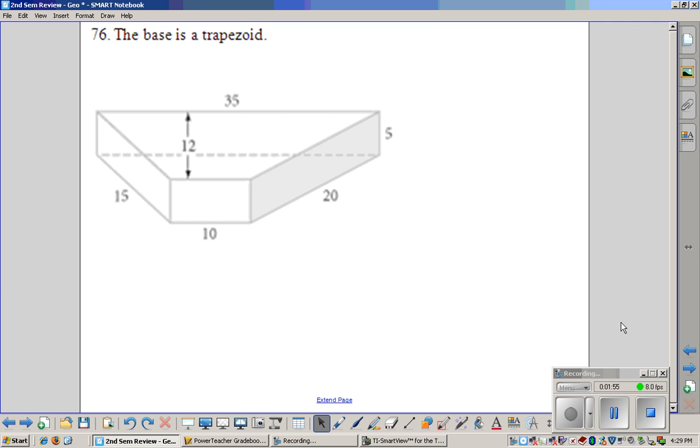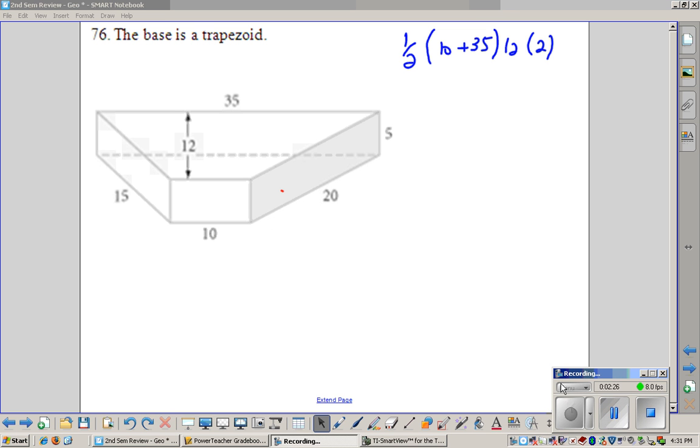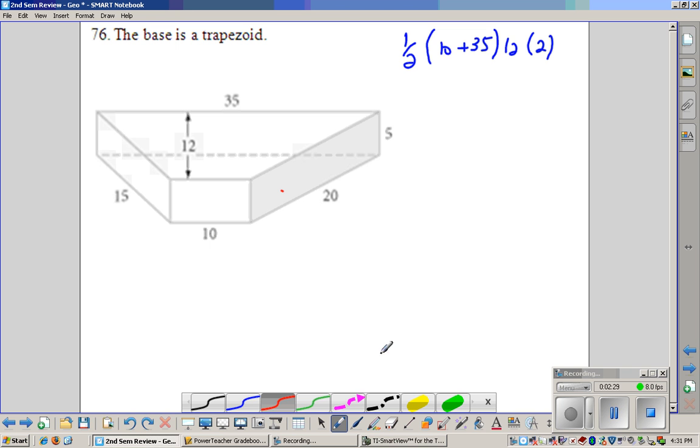Find the surface area, number 76. Okay, this is a trapezoid on the top, so let's find the area of the trapezoid on the top. So that will be 1/2 times base 1, which is 10, plus base 2, which is 35, times the height of 12, times 2 of them, because there's a trapezoid on the top and a trapezoid on the bottom. So we'll do all that math. 45 times 12 is 540. Now, that's the area of the trapezoid on the top and the bottom.